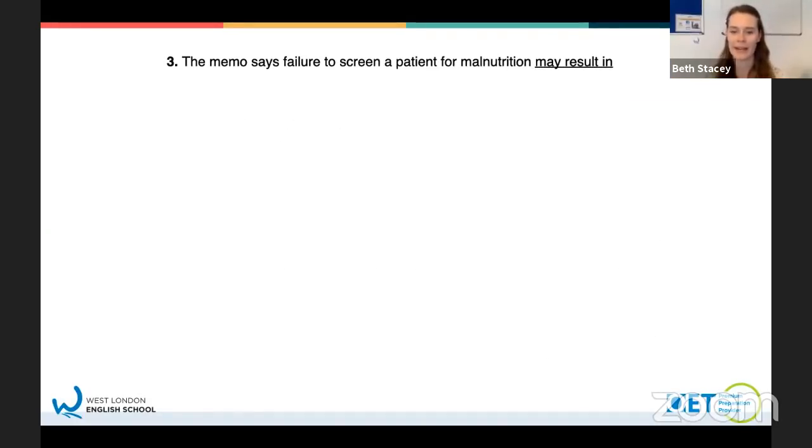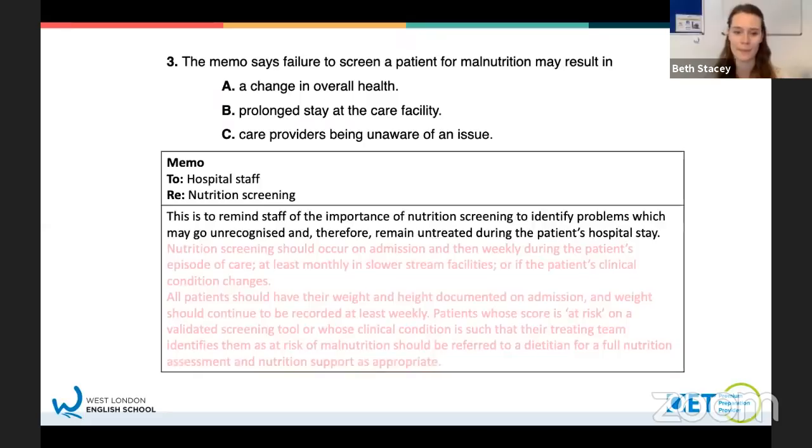Failure to screen a patient for malnutrition may result in, not just result in, it's may, so possibly, could, might. So our first sentence, the memo, this is the purpose. This is to remind staff of the importance of nutrition screening, to identify problems which may go unrecognised and therefore remain untreated during the patient's stay.